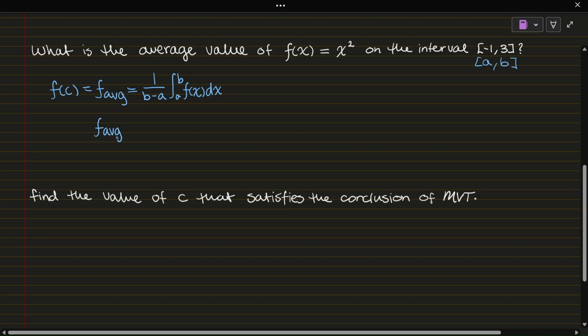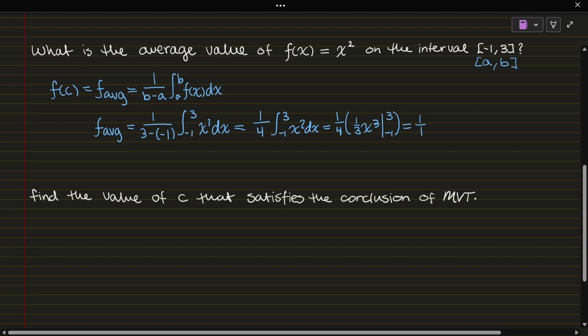So our f average is equal to 1 over 3 minus -1 times the integral from -1 to 3 of f of x, which in this case is x squared, dx. Now this is just going to be 1 over 4 times the integral from -1 to 3 of x squared dx, and that's just 1/4 times 1/3 x cubed, evaluated from -1 to 3. Evaluating this out, this is 1/4 times 3 cubed over 3 minus -1 over 3.